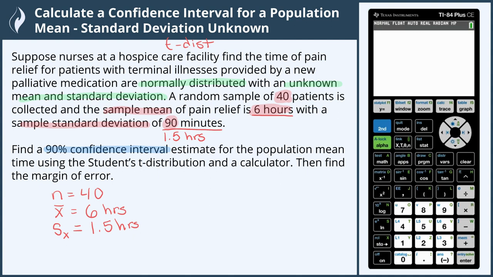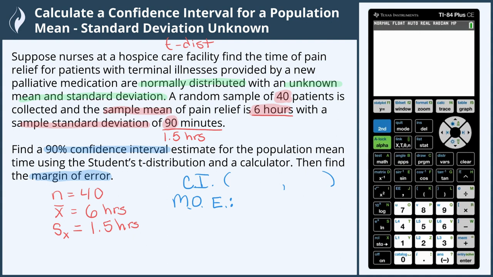Lastly, we were asked to find a 90% confidence interval to estimate the population mean time using the t-distribution, and then we were asked to find the margin of error. So let's go ahead and write down the things that we need. We were asked to find the confidence interval, and let's write this out so that we know we're finding an interval, and then we will find the margin of error.